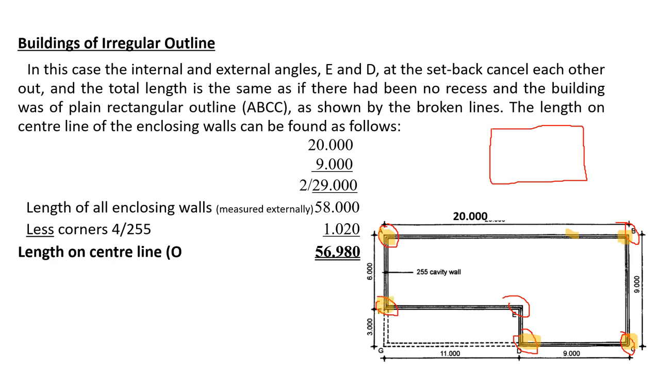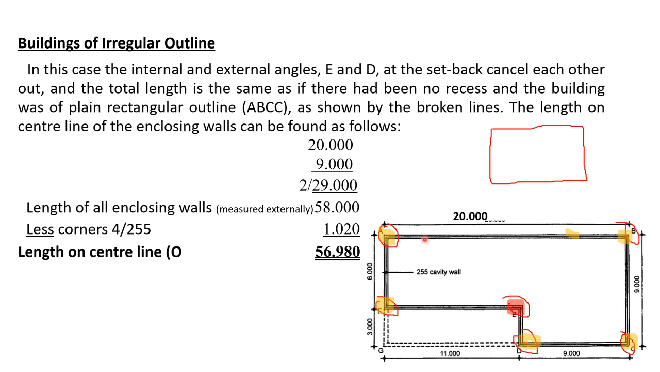5. We usually take the external corners minus the internal corners to get the number of corners. We take number of external corners, there were 5. We subtract the number of internal corners, it was 1. So how many corners do we have? We have 4 corners, and we shall be multiplying it by the total thickness of the wall. We get 1.020.